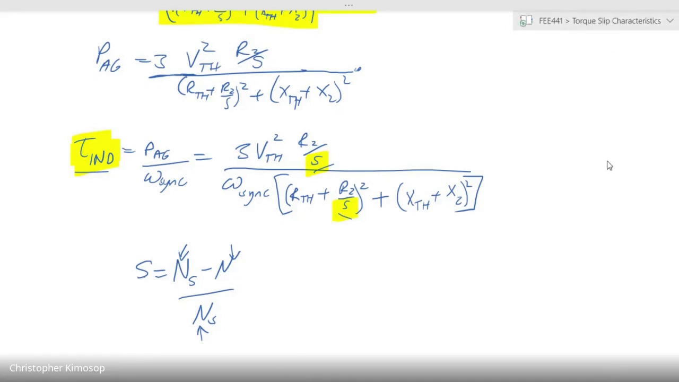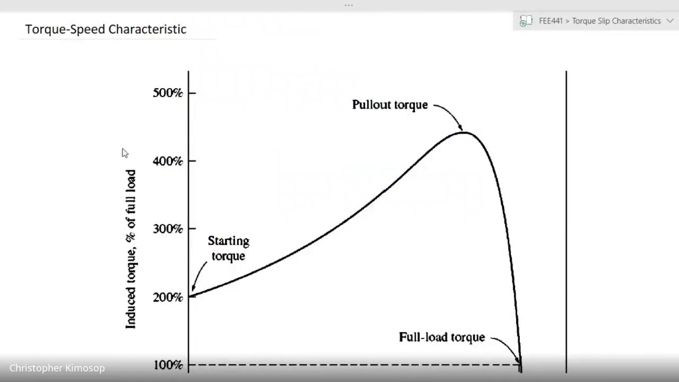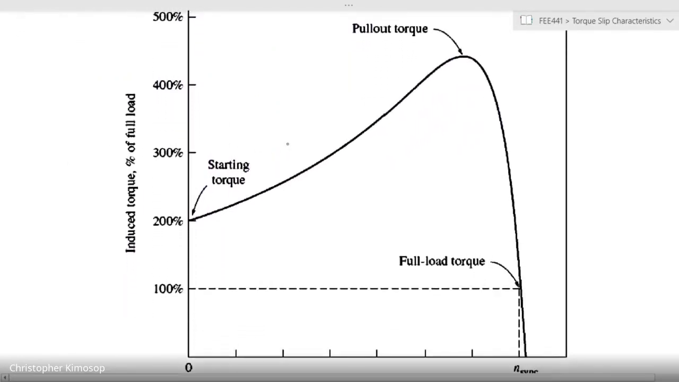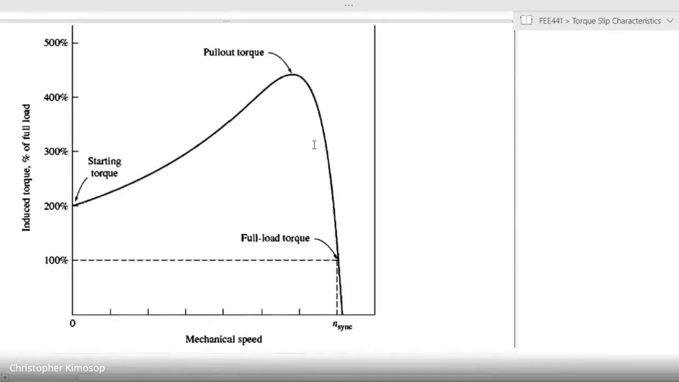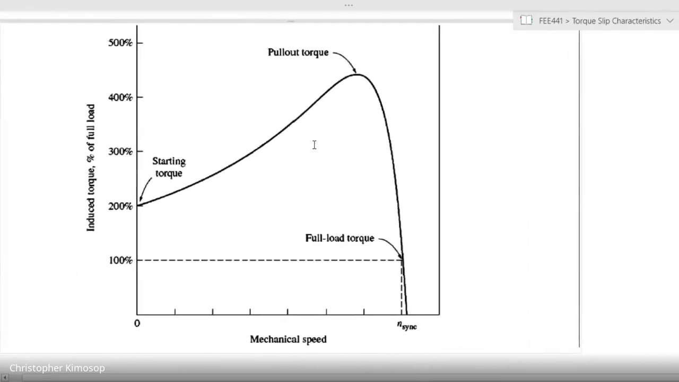So let's look at the torque speed characteristic. If you map out the formula that we have given there, let me zoom in so this will fit, it gives you this representation of the two related to each other. So you can see we are looking at mechanical speed below here, but this was represented by slip in the formula. And of course, induced torque is given on that end.